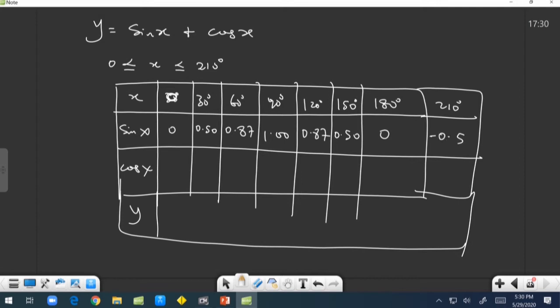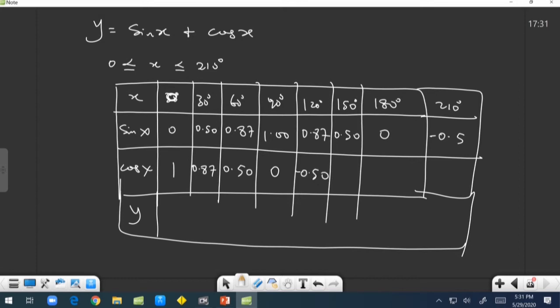So we do for cos. Cos 0 is 1. Cos 30 is 0.87. Cos 60 is 0.5. Cos 90 is 0. Cos 120 is in the second quadrant, so it will give us a negative value, and the magnitude is the same as this, so that will be minus 0.50.